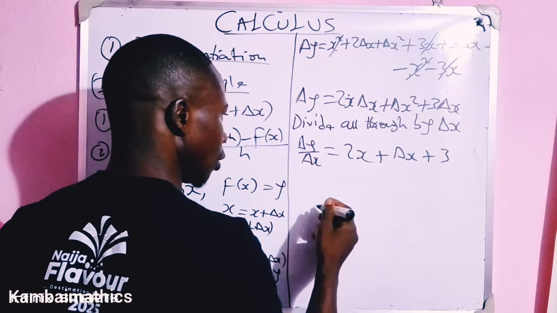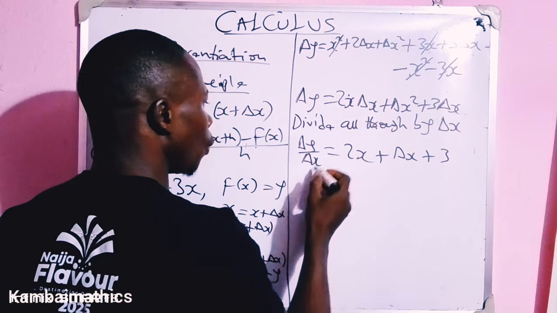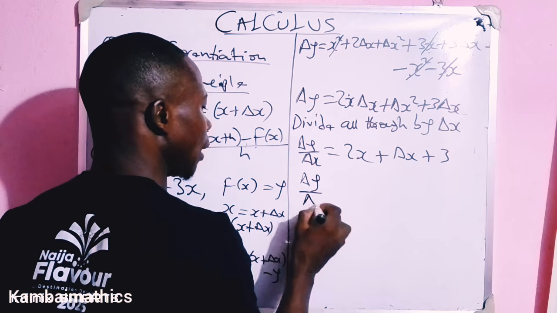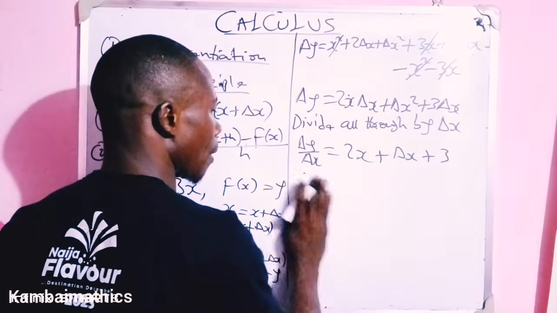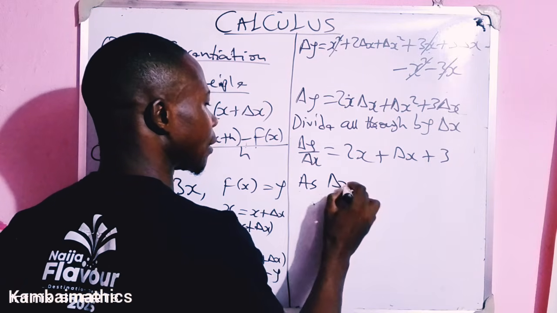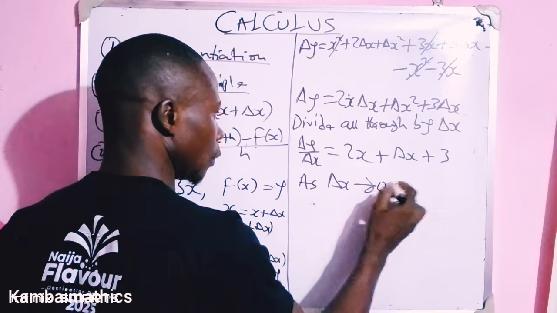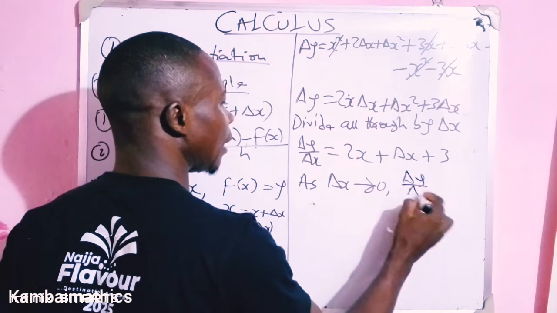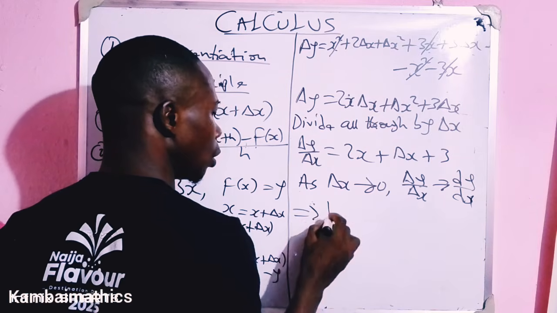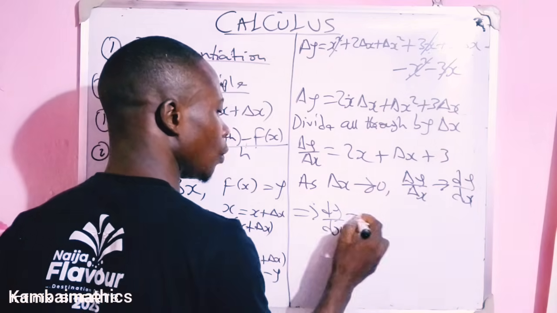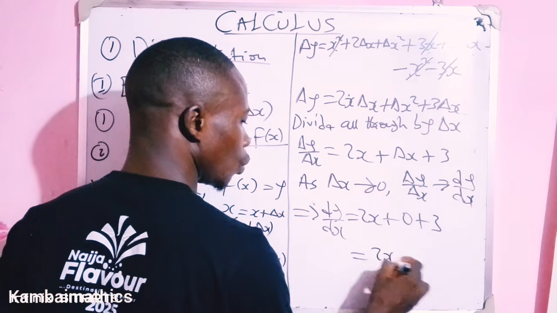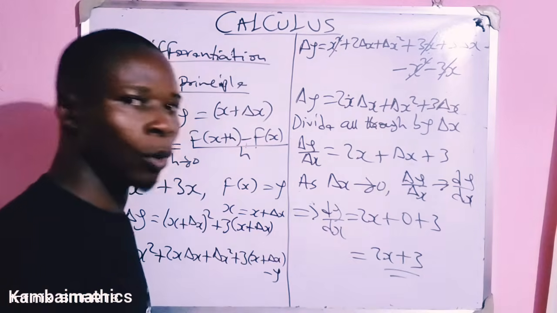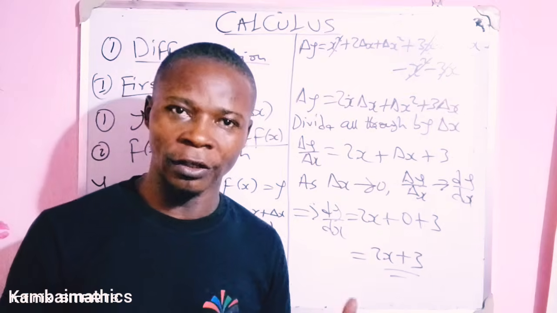So when we get this one, what will happen is this. We will now have del y all over del x, as del x tends to 0, then del y all over del x tends to dy all over dx. So by implication, dy over dx from this will be equals to 2x plus 0, then plus 3. Finally, our answer will be 2x plus 3. So this is how we solve problems in the first principle.